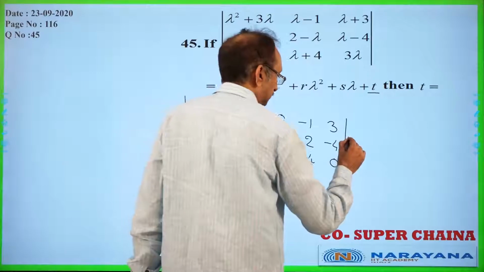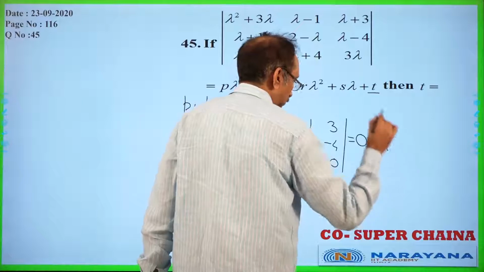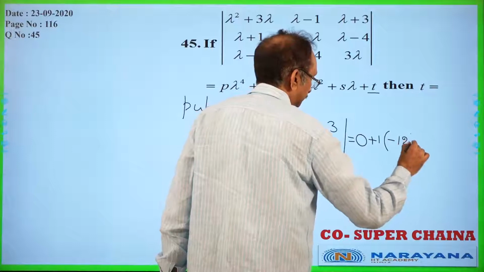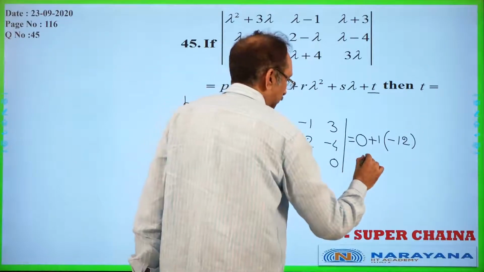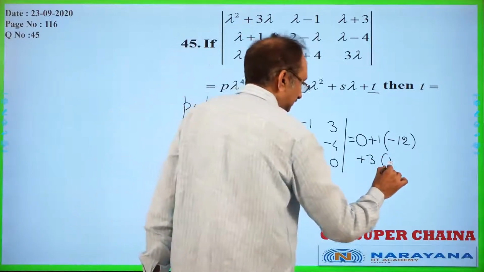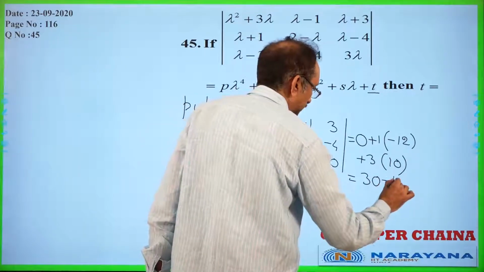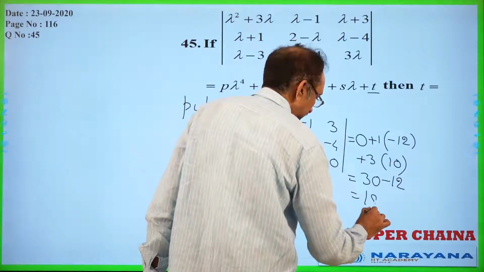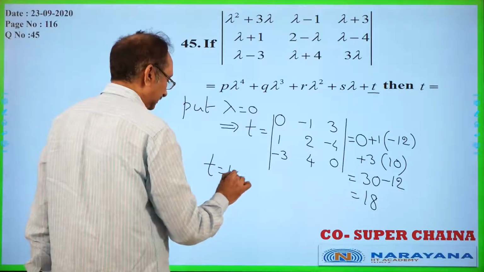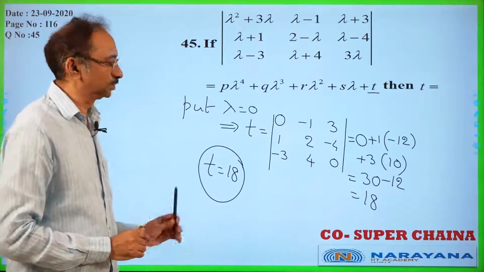Now 0 into any, its cofactor is 0. So minus of minus plus 1 into 0 minus 12. This is minus 12 plus 3 into its cofactor 4 plus 6. This is 10. So that is equal to 30 minus 12. So the answer is 18. And therefore, the value of t is 18. Okay? Simple one. Right. We will move to the next one.